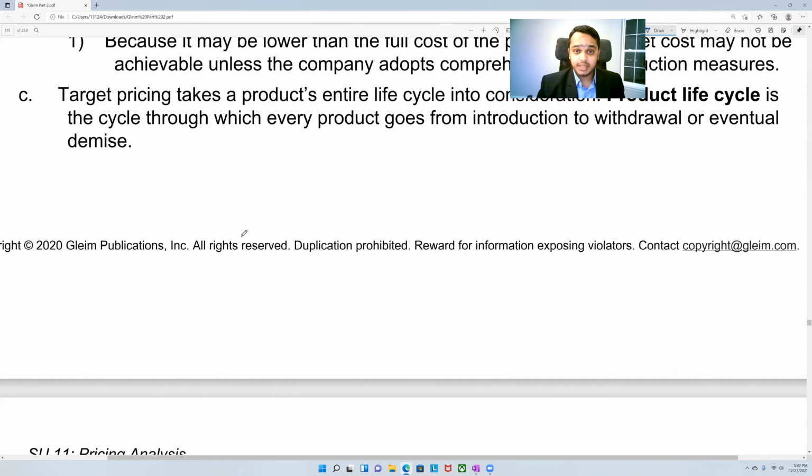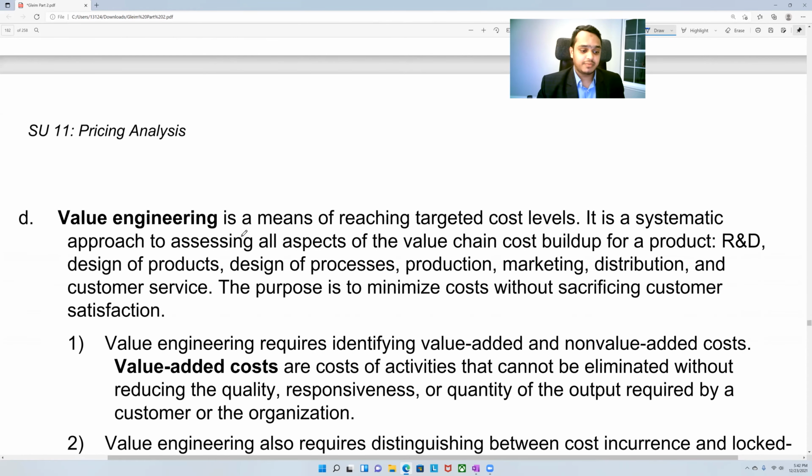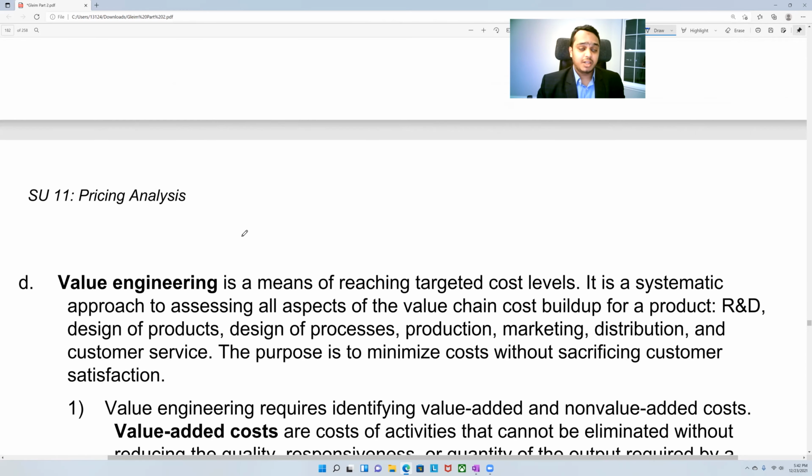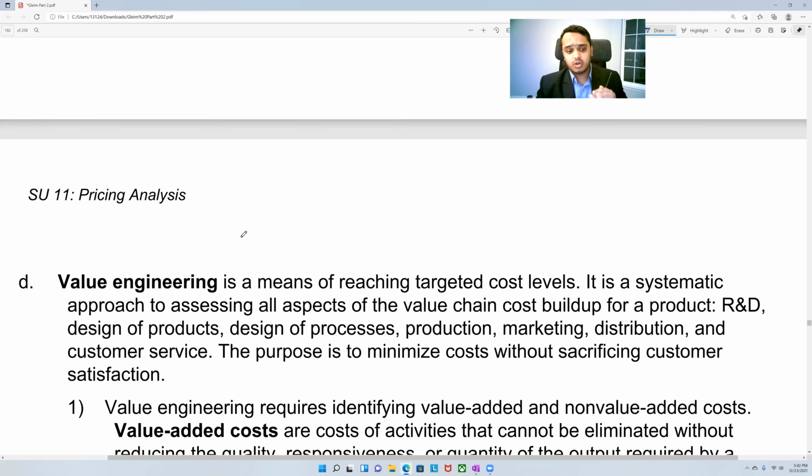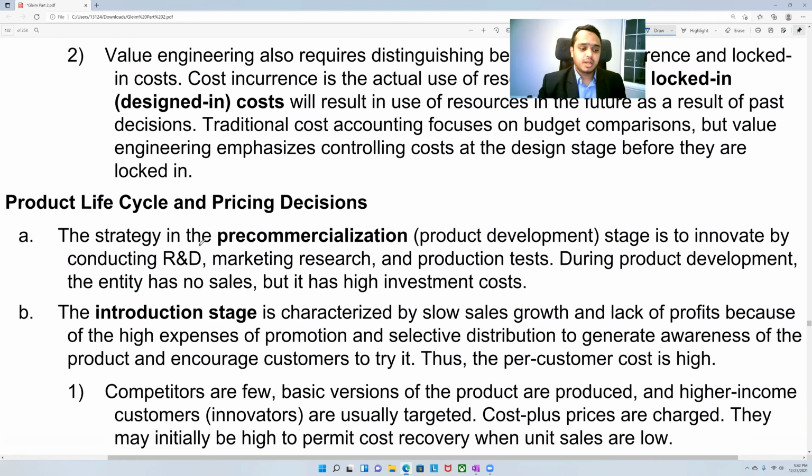Now, product life cycle is coming up next. But first, value engineering. Value engineering is setting up a price of a product, but only those costs are to be taken into consideration which add value to that particular product. If it is adding value to that particular product, you keep that. If it is not adding value, remove that from the cost so that you can minimize the cost of that particular product.